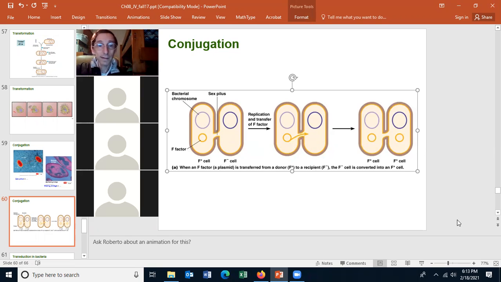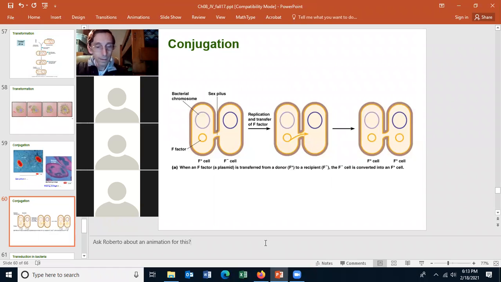Any question about sexual conjugation? Once again, sexual conjugation can happen at 1 times 10 to the 5th times, or about 10 times more common than spontaneous mutation. Any questions about that?